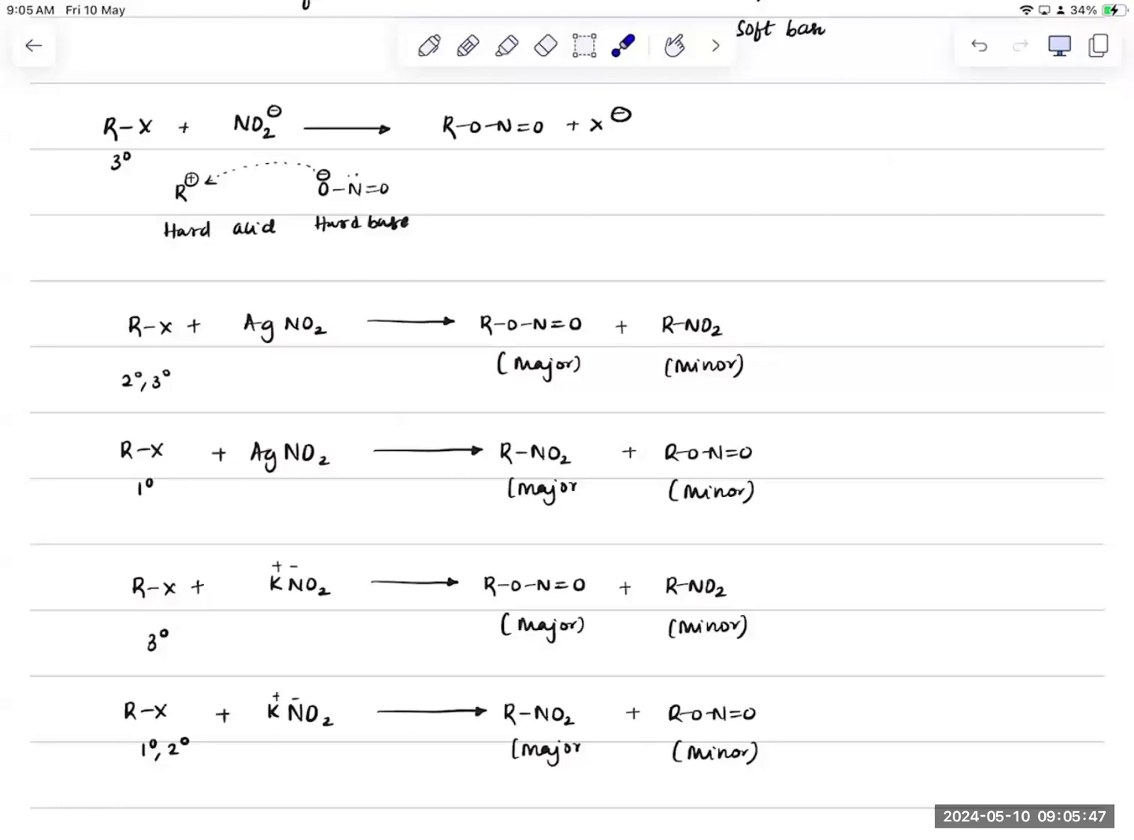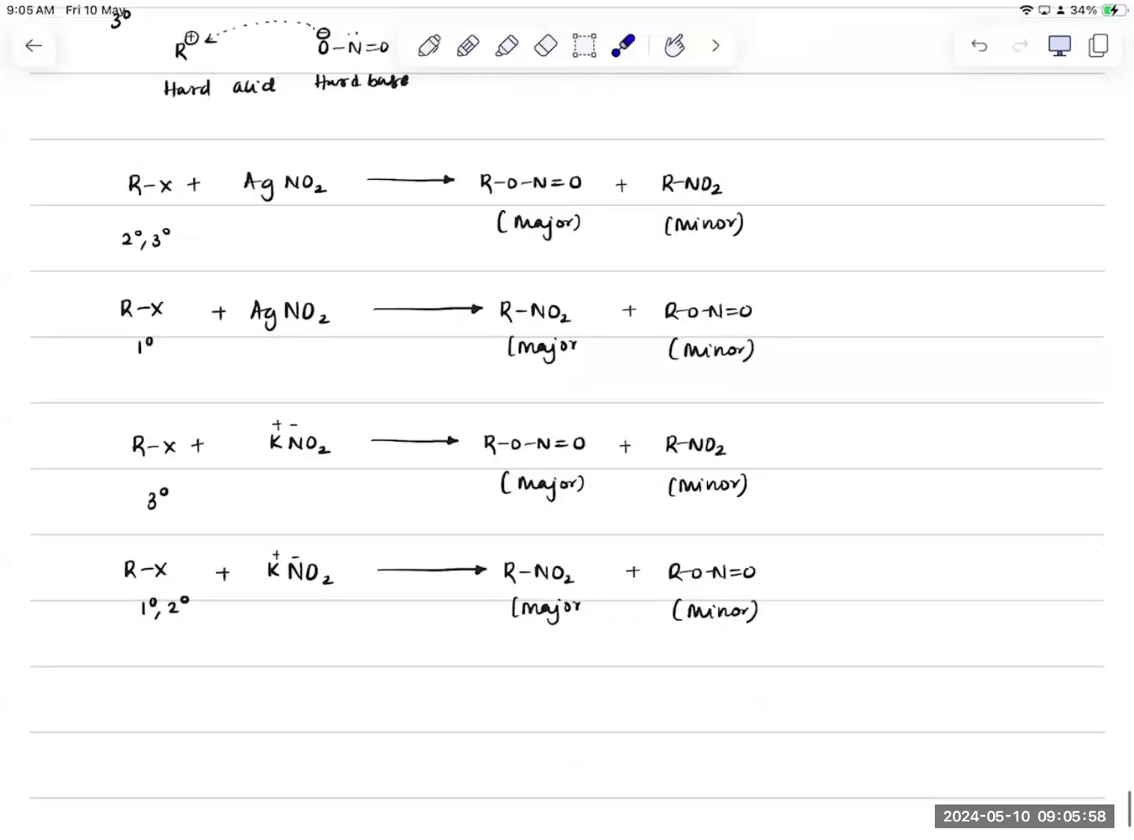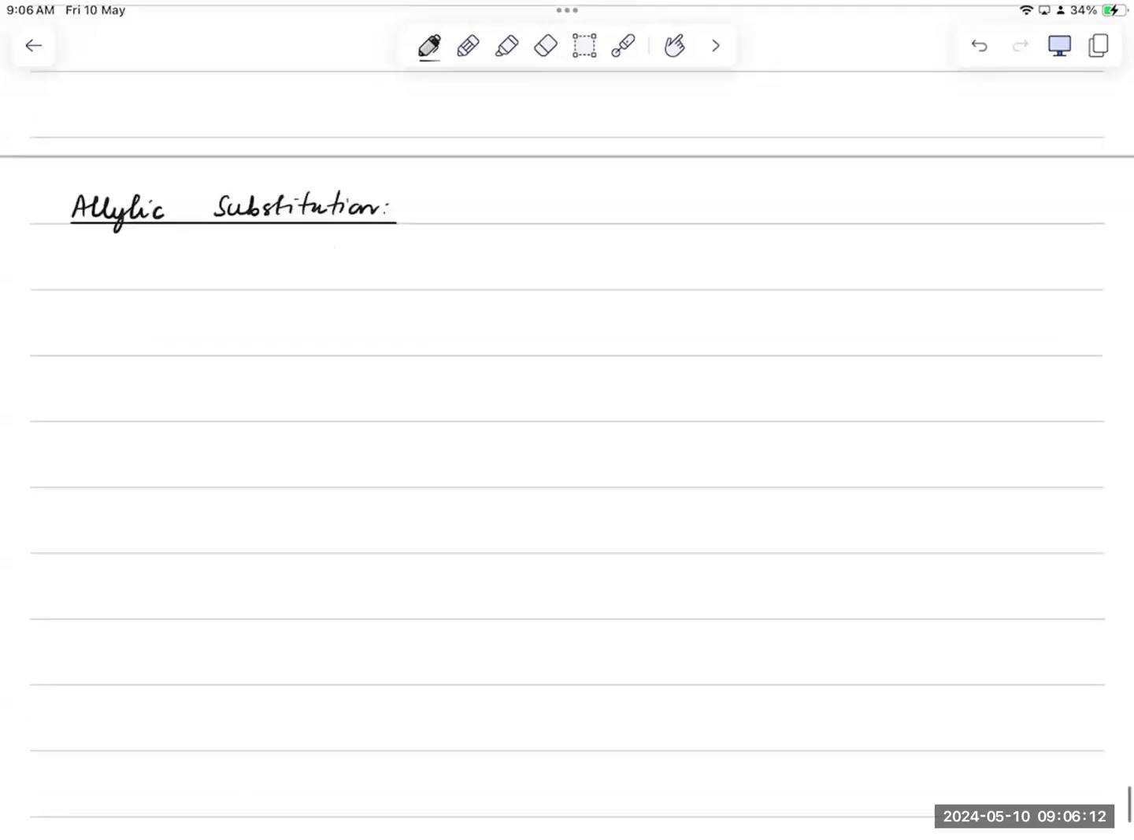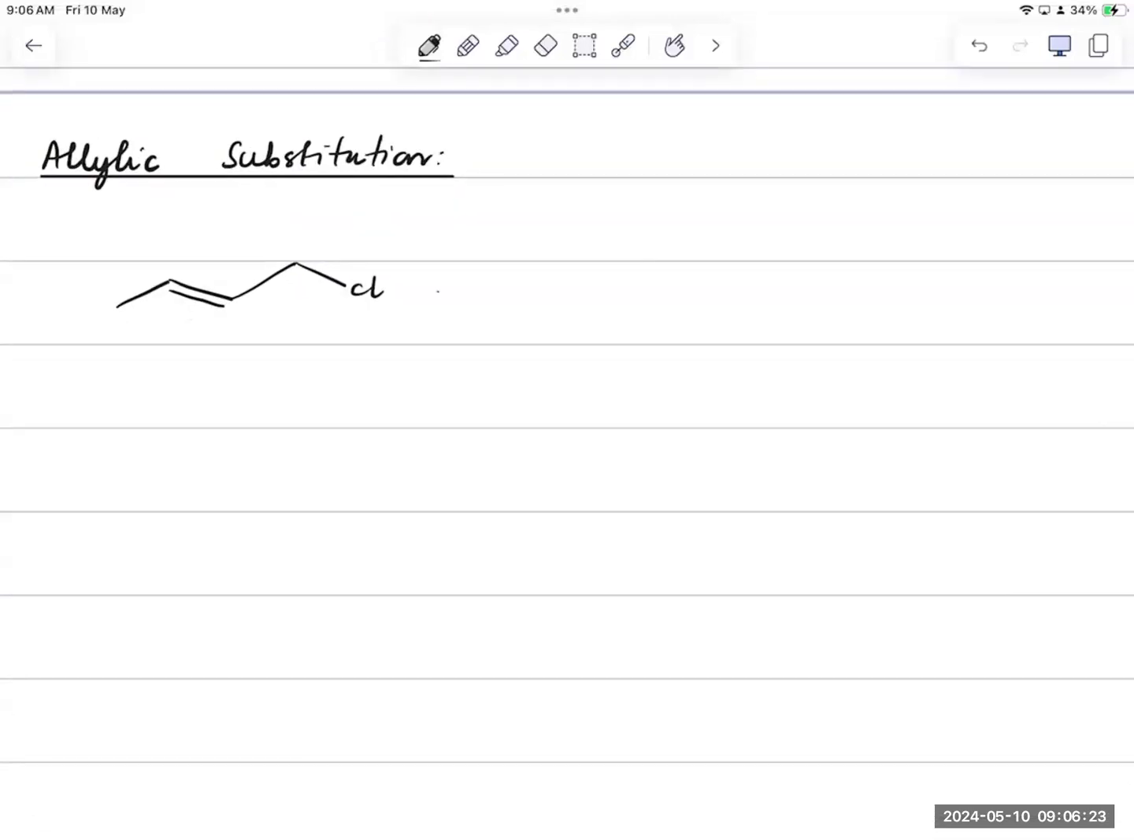Next, I think one area which students have asked me about, the other day some of them asked, is allylic substitution. See, in case of allylic substitution, what we need to think. Suppose you have a double bond here, and then I have a chlorine group here. And if, in this example, I treat this with H2O.